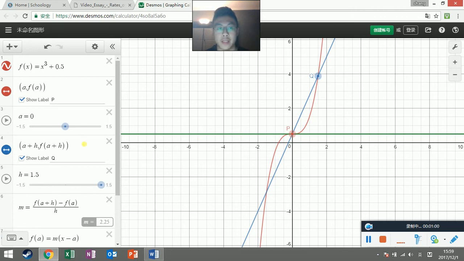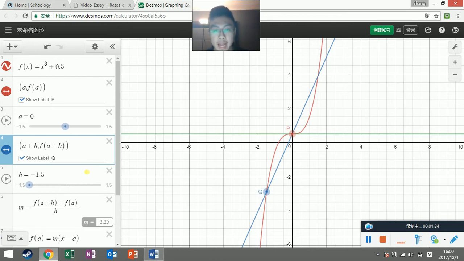So that means it is also necessary for us to create another additional point, which is point Q, also on function f(x), with its x value a plus h and its y value f(a plus h). As for h, it could be both positive and negative. When h is positive, for example, h is 1.5, point Q is on the right side of point P. When h is negative, point Q is on the left side of point P.